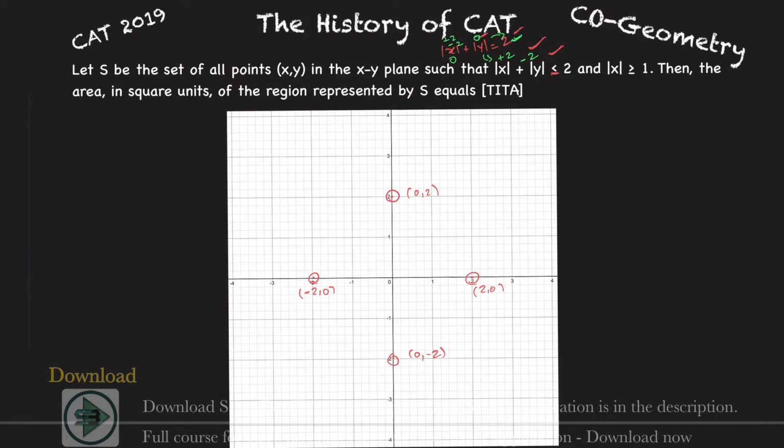So how will it look? Modulus of x plus modulus of y is equal to 2. This is how it will look, a diamond shape. This is how the graph will look if I plot it here. This is the graph of modulus of x plus modulus of y is equal to 2.